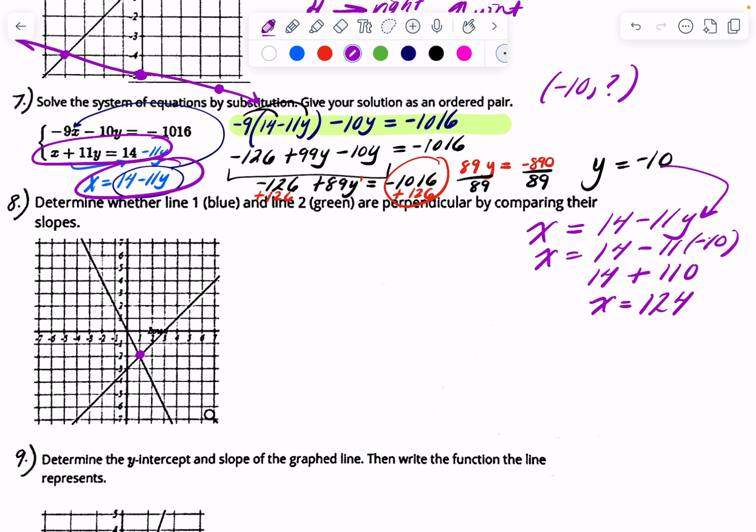Oh, and that was x. So again, I wrote down my y value of negative 10 where x should be, but x is 124. My y value is negative 10. That's where they intersect. It says, determine whether these two lines are perpendicular.